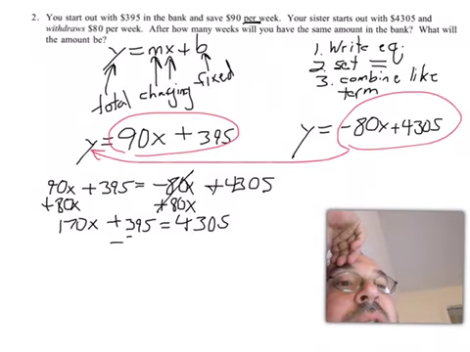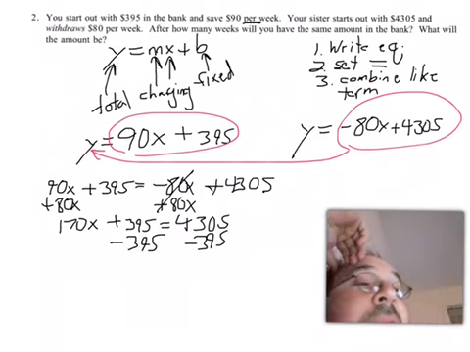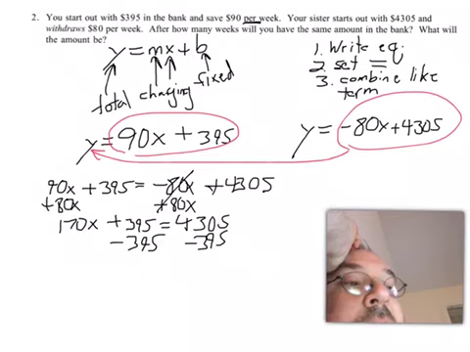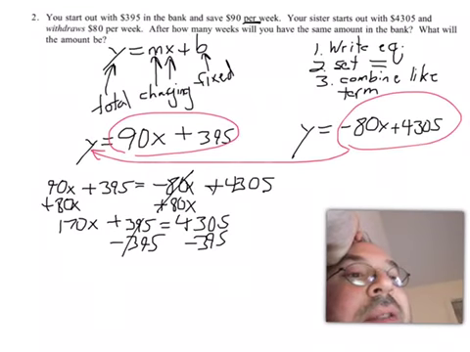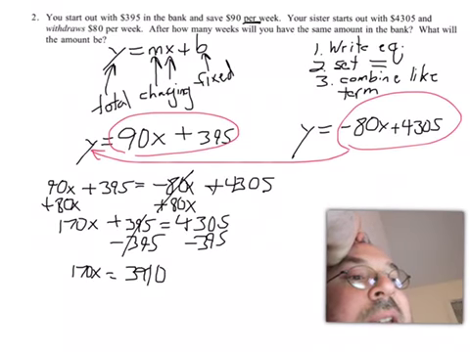All right, next thing I want to do is subtract the 395 from both sides so that I can get the number parts on the same side here. So to do that, I just subtract there. And then I have 170x equals what? Well, 4,300 minus 305 would be 4,000 minus another 90, which is 3,910. And then divide by 170.